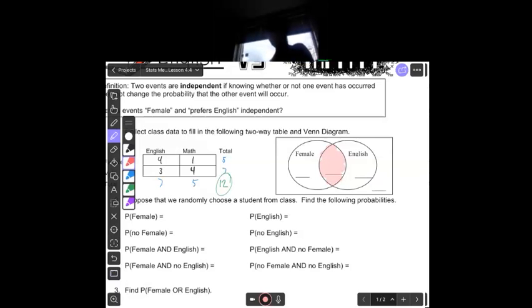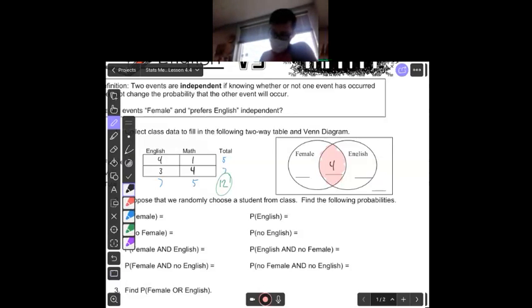Females, yeah, right. Same, females who prefer English. So how many females preferred English? 4. Okay. What group of people does this represent? 4 male. All right, so yeah, it's the group that was male and preferred math, or the group that was not female, aka male, and didn't prefer English, aka preferred math. So, yeah, the not female, not English group would be on the outside there. And how many males preferred math? 4. Also 4. Okay. Slow down.